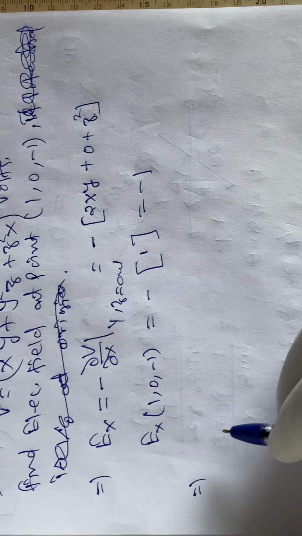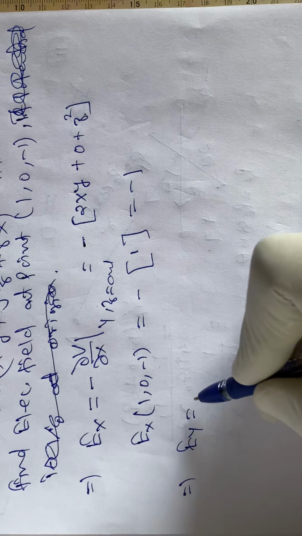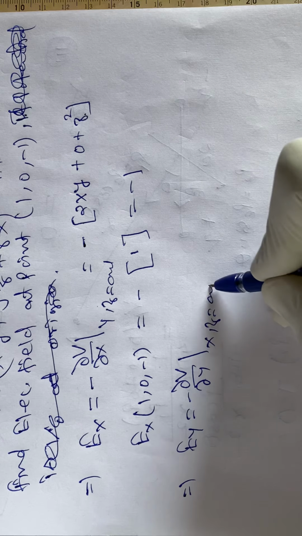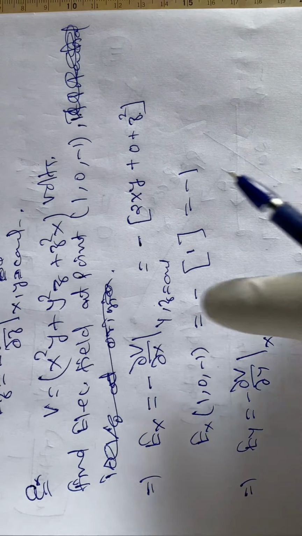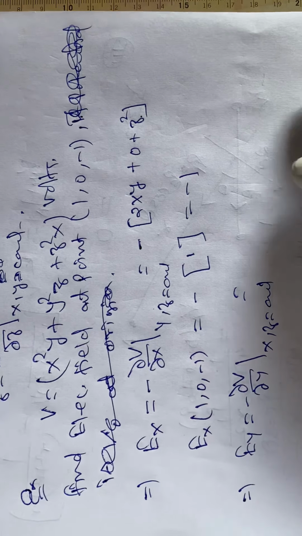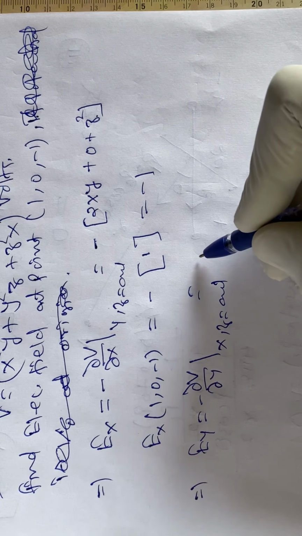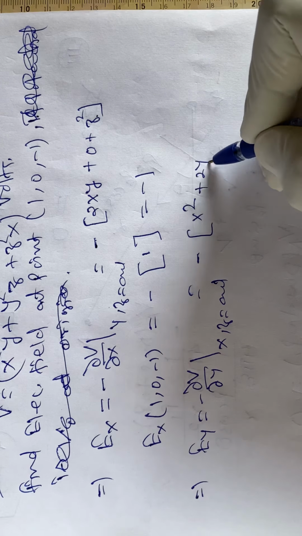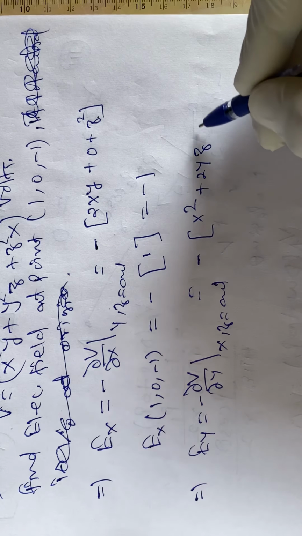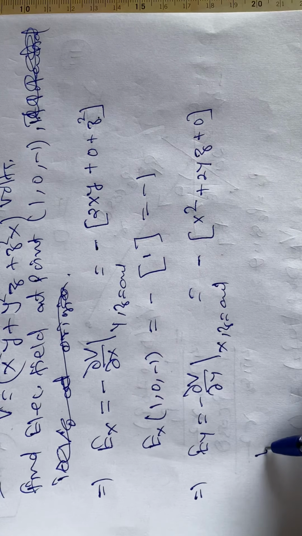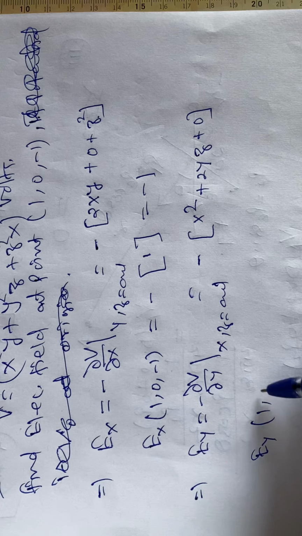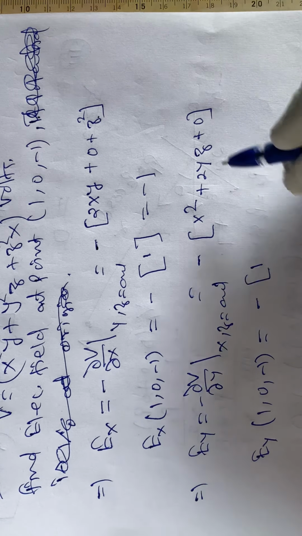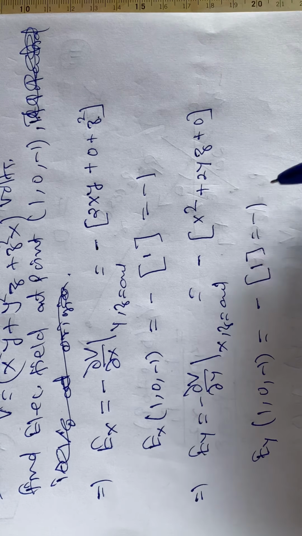Similarly, if we find Ey, this will be minus of del V over del y, keeping x, z as constant. If you differentiate this expression, this will come out to be minus of x square plus 2yz plus 0. So Ey at point 1, 0, minus 1 comes out to be minus 1 plus 0, that's minus 1.